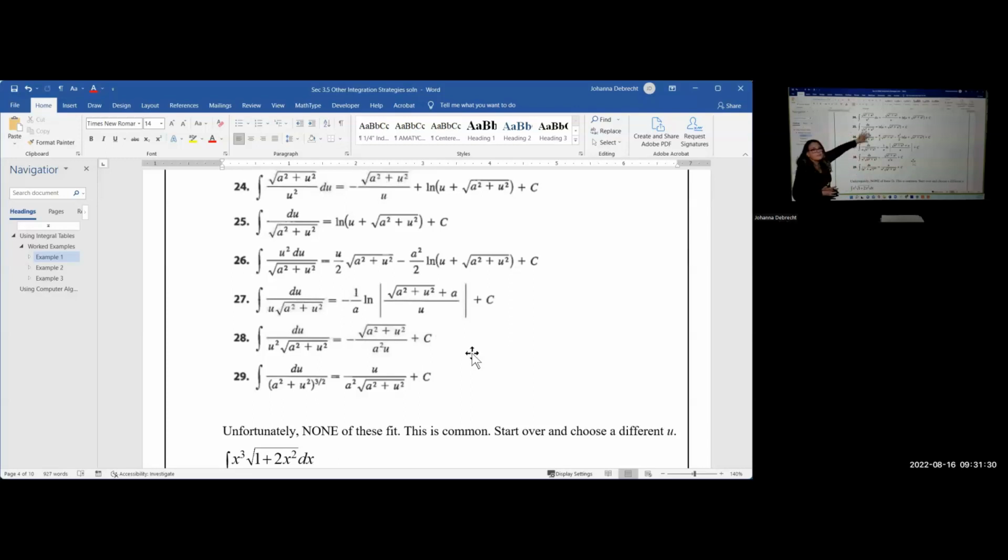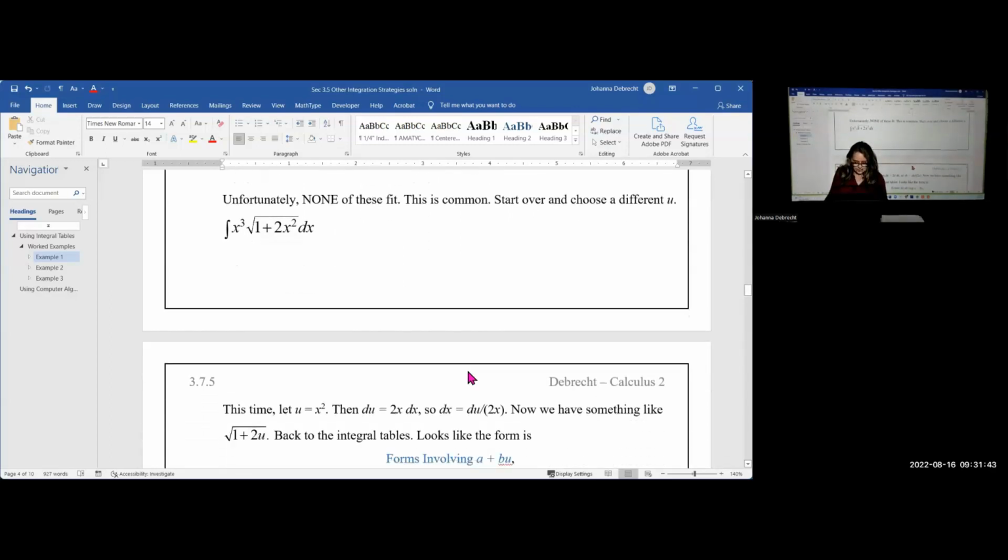All right, so we have to develop that instinct by looking at lots of these. Since none of these fit, we're going to have to start over again. This is common, totally normal. Don't freak out. So since that didn't work, let's make a different choice of u. Last time we let u squared be 2x squared. This time, let's let u just be x squared and see if we can get a pattern to fit.